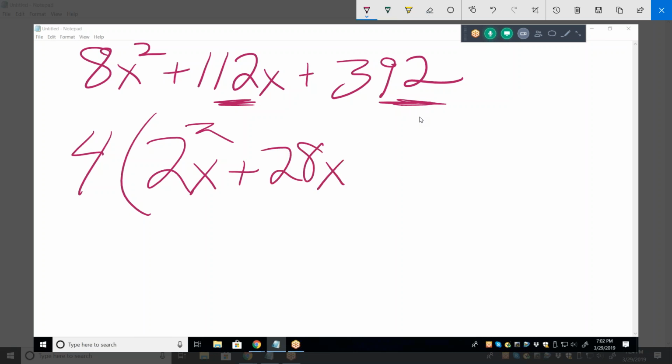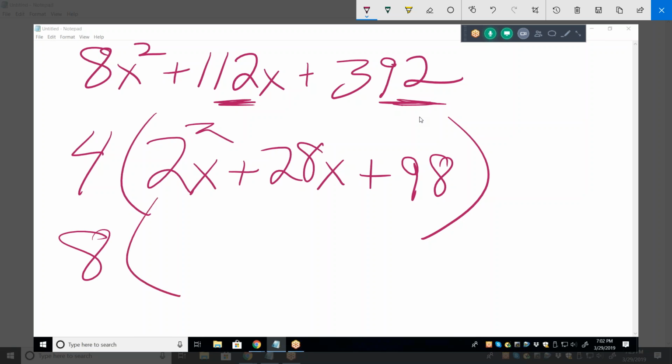28x. Let's see, if I divide 4 into that, I get 98. Now I can see I still have all even numbers. Which means I can definitely take another 2 out. Okay. So that makes that 8 instead of 4. And leaves me with a simple quadratic.